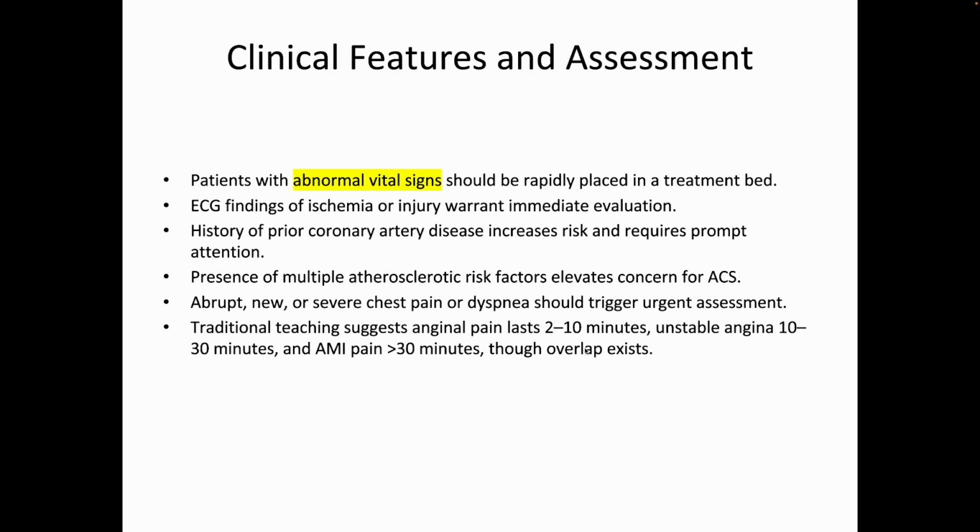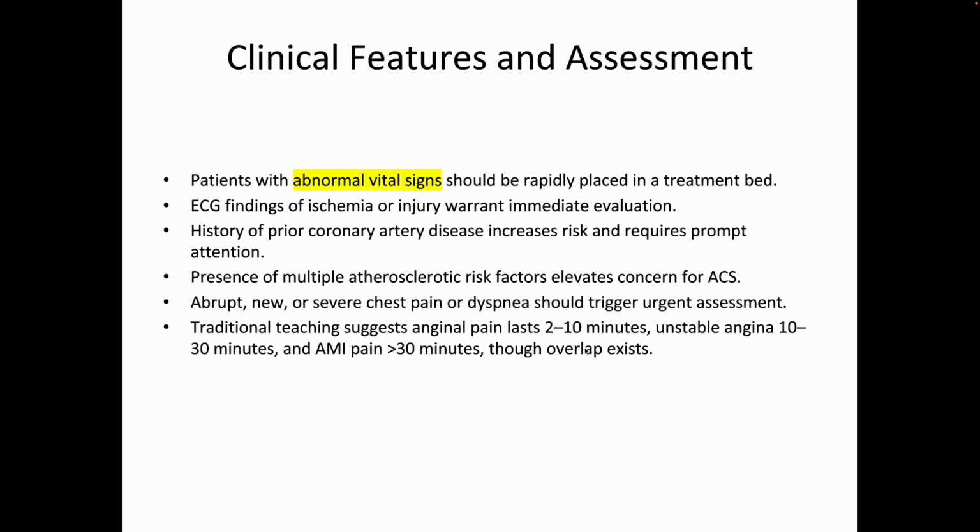Now, once someone comes to the ED and complains of chest pain, the first thing you want to do is look at the vitals and any abnormality in the vitals. This means you rapidly have to have a bed for this patient. You would start treatment. Now you want to perform an ECG.